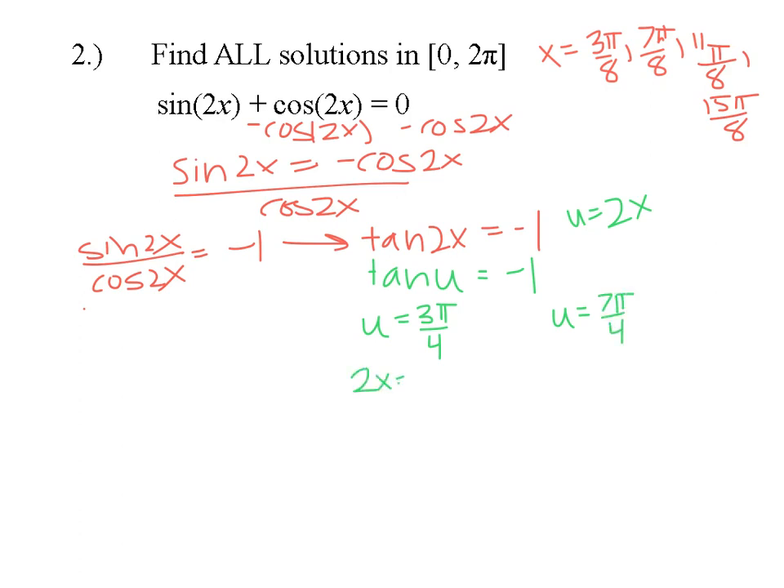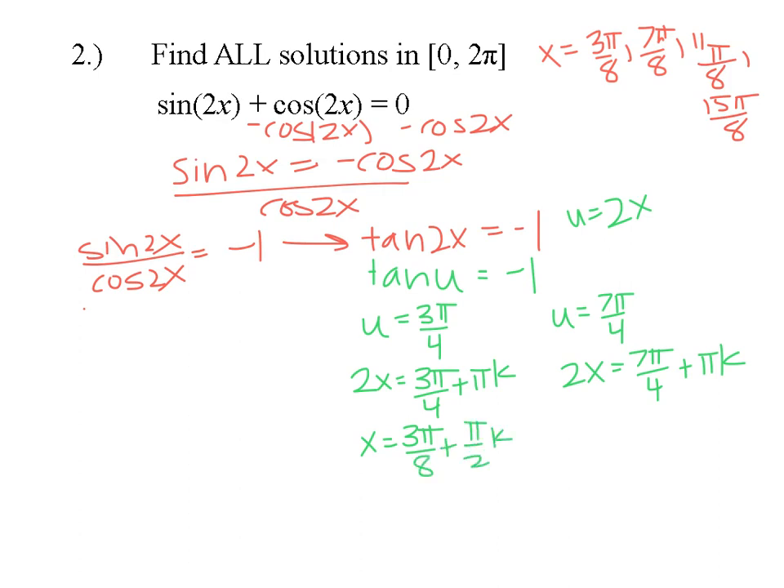Now, since our frequency is changing, this is where we have to take into account the period. So we're going to add pi k. So when we get 2x equals each of these, you're going to add pi k and then divide by 2. So x equals 3 pi over 8 plus pi over 2k, and x equals 7 pi over 8 plus pi over 2k. Now, pi over 2 is 4 pi over 8, since we are 3 pi over 8 and 7 pi over 8. So we're going to add 4 pi over 8 to these.